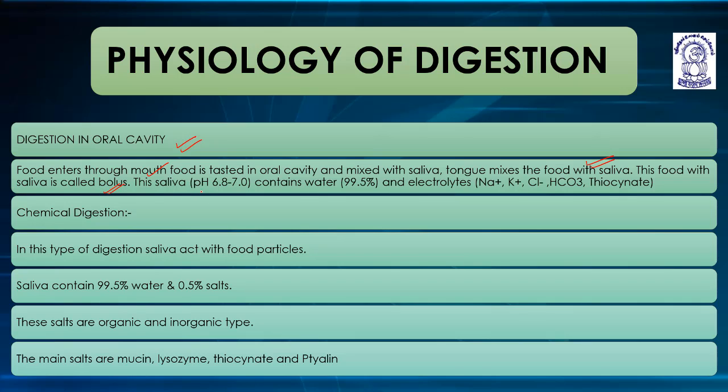Bolus. The saliva, with a pH of 6.8 to 7, contains water 99.5% and electrolytes Na plus, K plus, Cl minus, HCO3 minus, and thiocyanate, SCN minus. So food enters through the mouth, is tasted and mixed with saliva. The tongue helps push the food in between the teeth for the masticatory process.